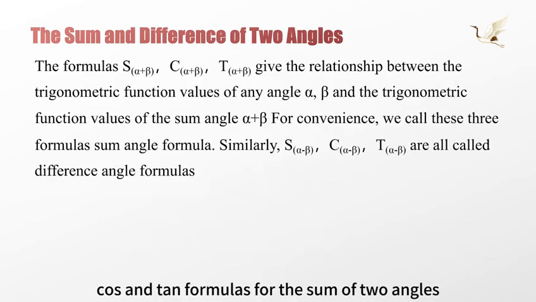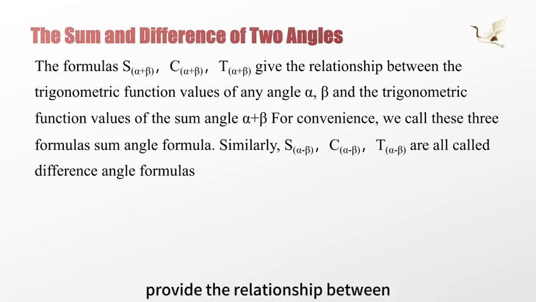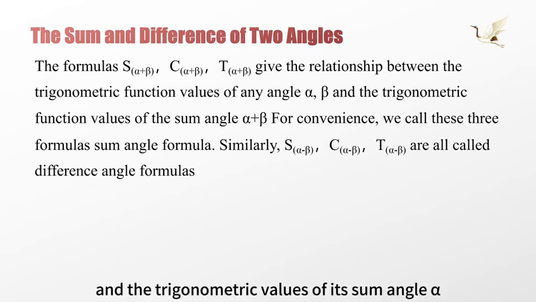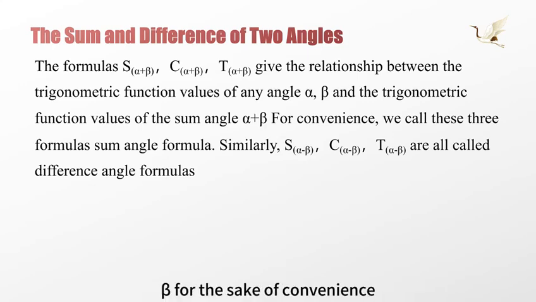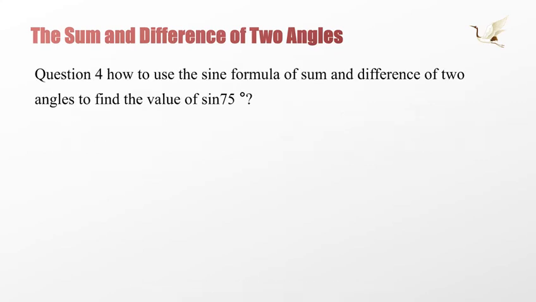Because the sine, cosine, and tangent formulas for the sum of two angles give the relationship between the trigonometric values of any angles alpha and beta and the trigonometric values of their sum angle alpha plus beta, for convenience we refer to these three formulas as the sum angle formulas. The sine, cosine, and tangent formulas for the angle difference are called the difference angle formulas.